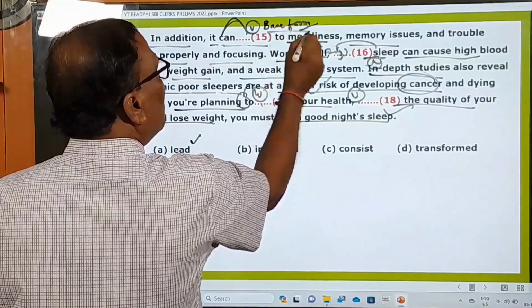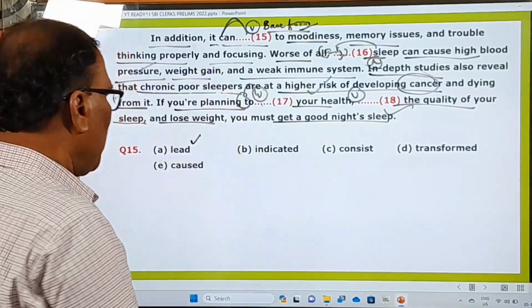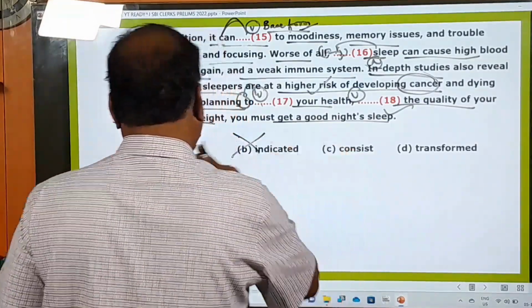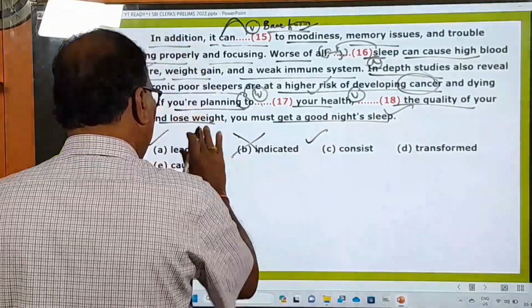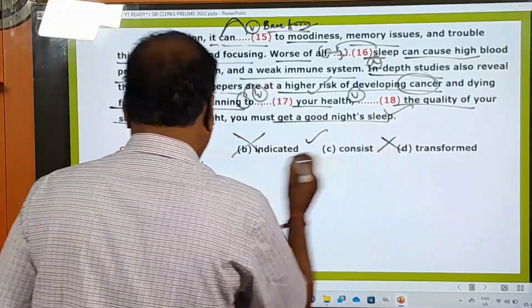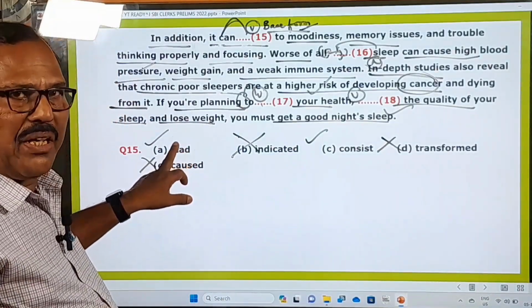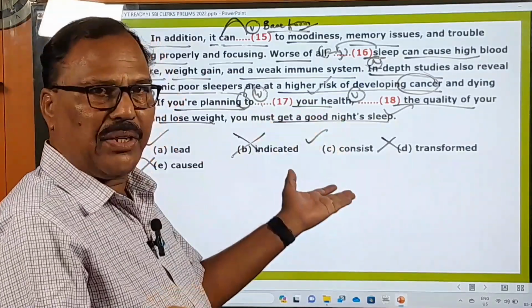Base form verb means the present tense form of the verb, that is the first form of the verb. So indicated is a past tense verb, now dropped. Consist is a base form verb, lead is a base form verb. These two are okay, and transformed is not okay, caused is also not okay. Lead means to guide, indicated means pointed out, consist means contain. You know that very well.